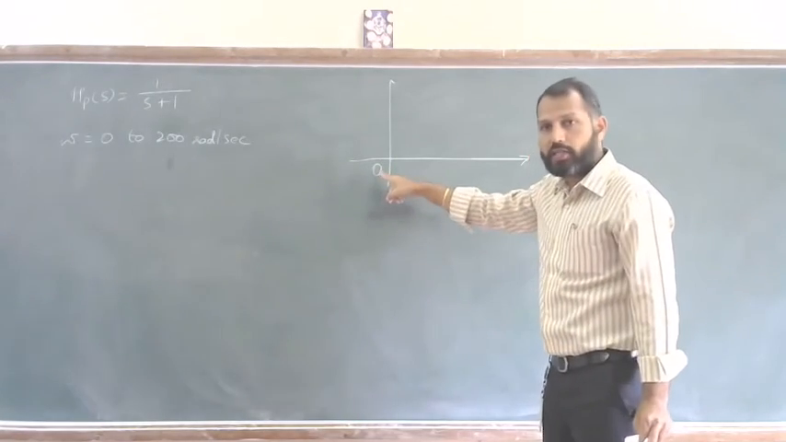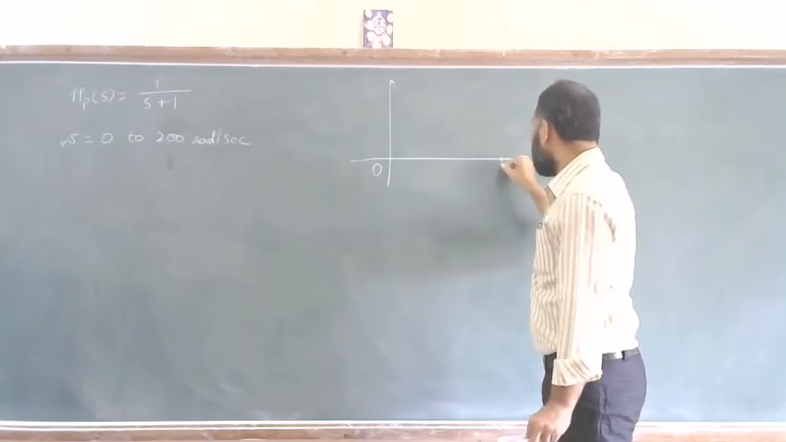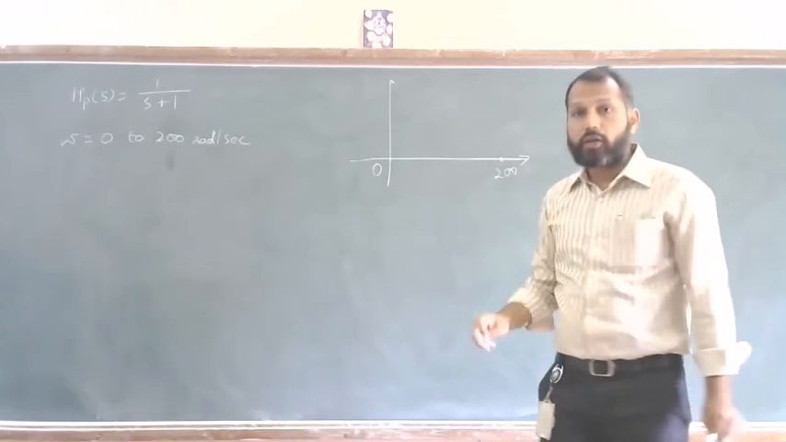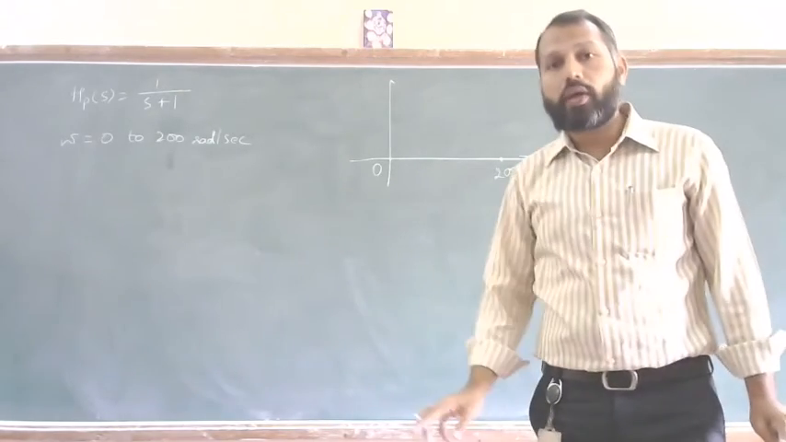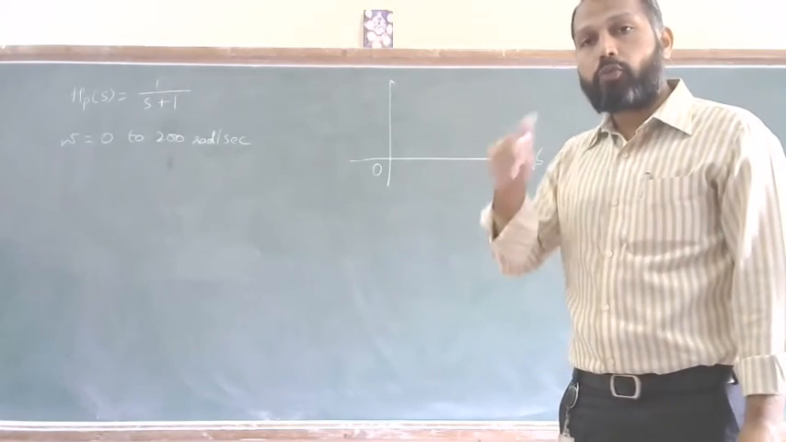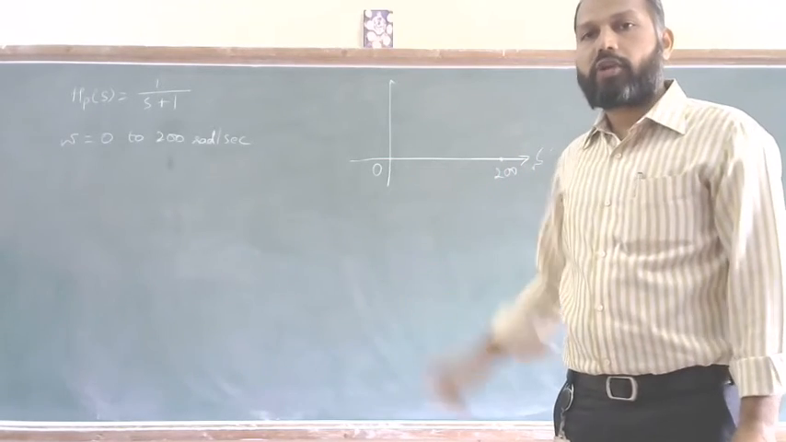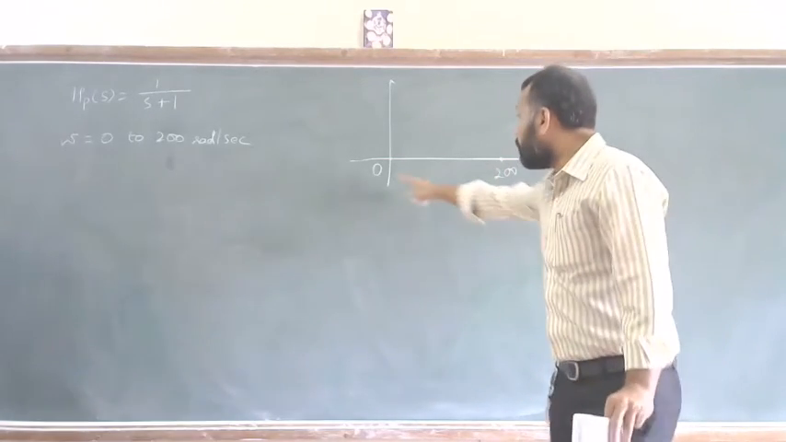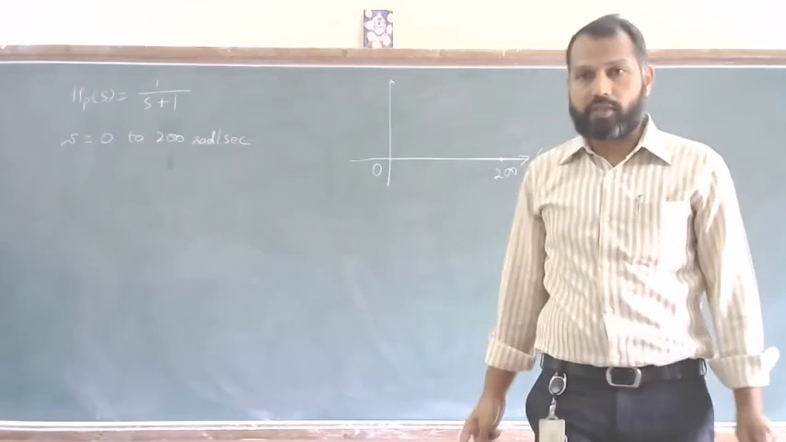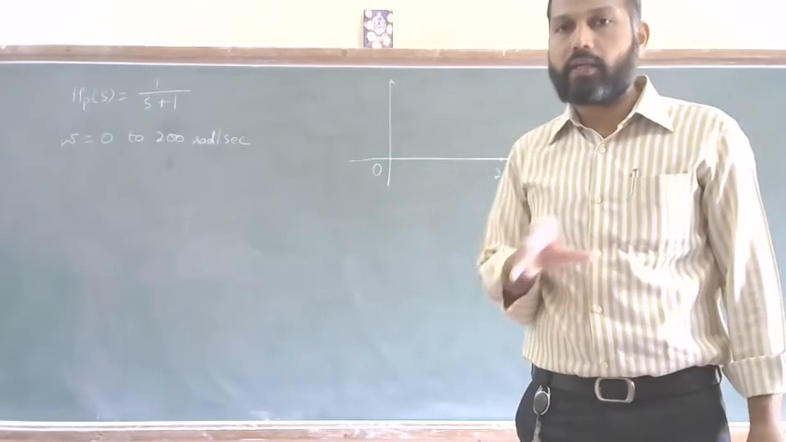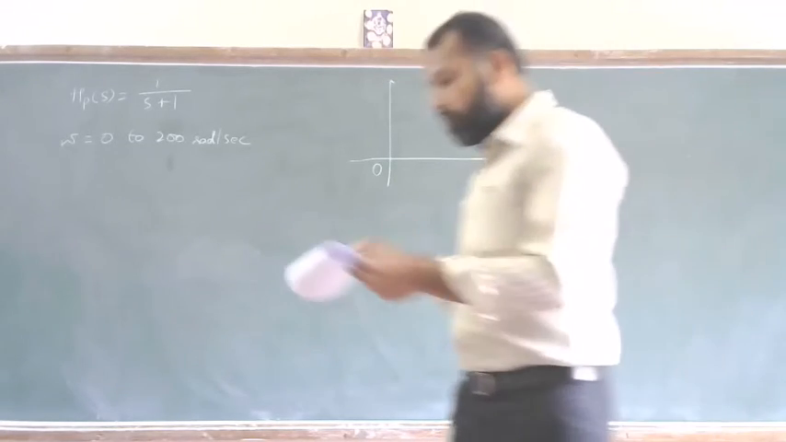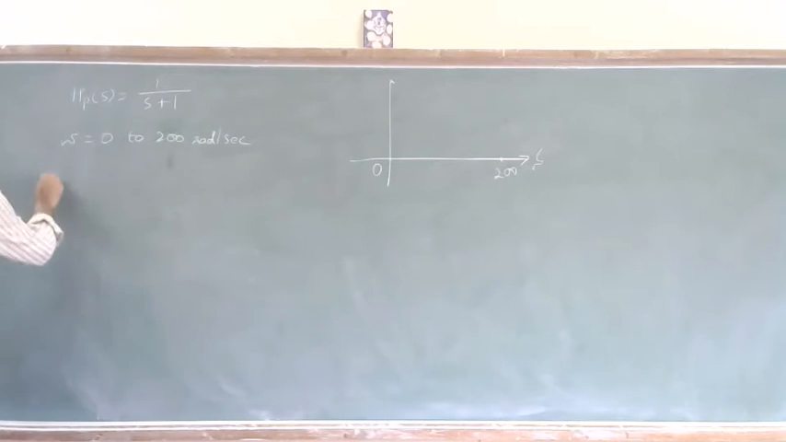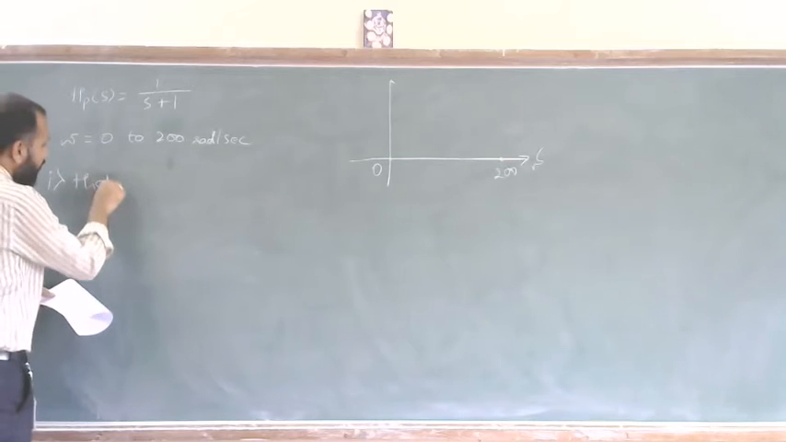The starting value of the frequency is 0 on our scale, and the last value is 200 radians per second. This is the omega scale. Till 200 radians per second we have to plot the frequency response, and somewhere between these two we will have the cutoff frequency of the filter that we are designing, which will be given. So the first filter that we will be designing is high pass.